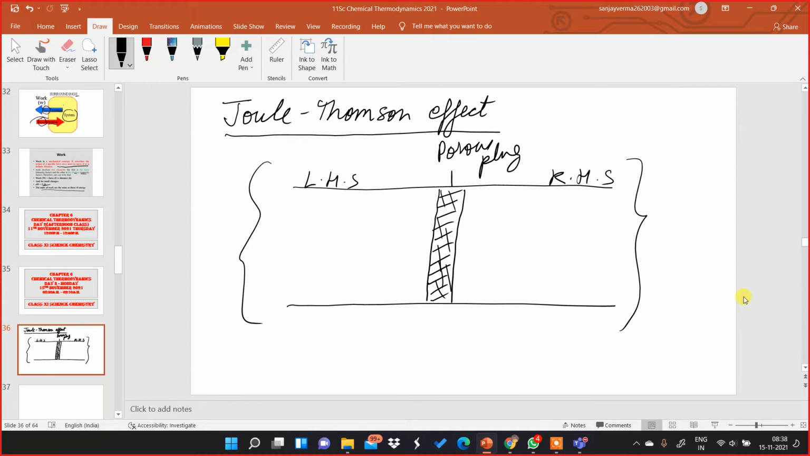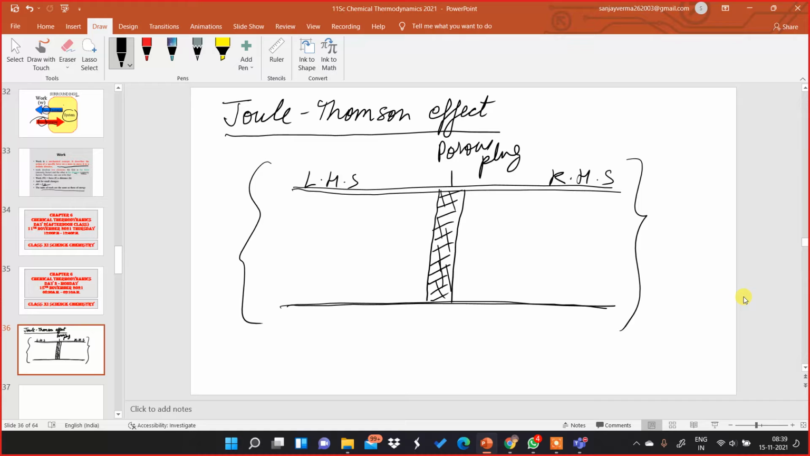Now, on your screen, you can see one important application of the first law of thermodynamics, and that important application is called the Joule-Thomson effect. In this diagram, you can see there is a pipeline, a cylindrical hollow pipe, and it is divided by a porous plug through which there can be passage of gases.